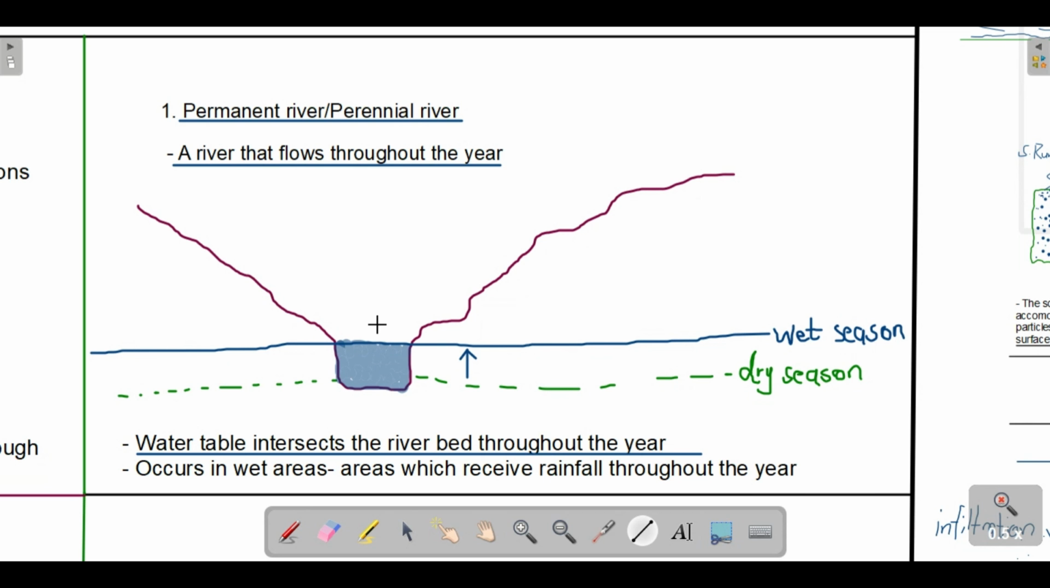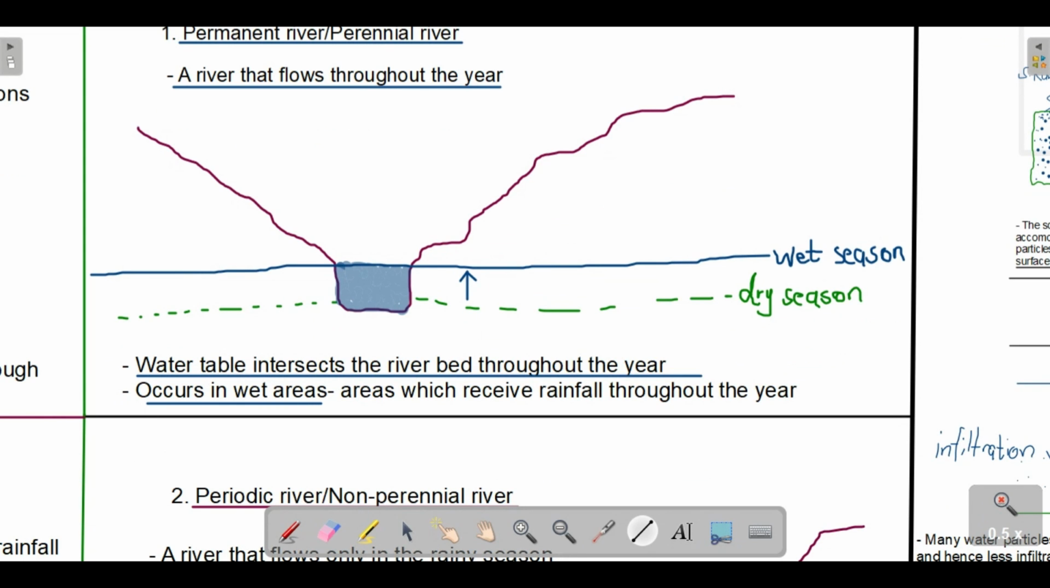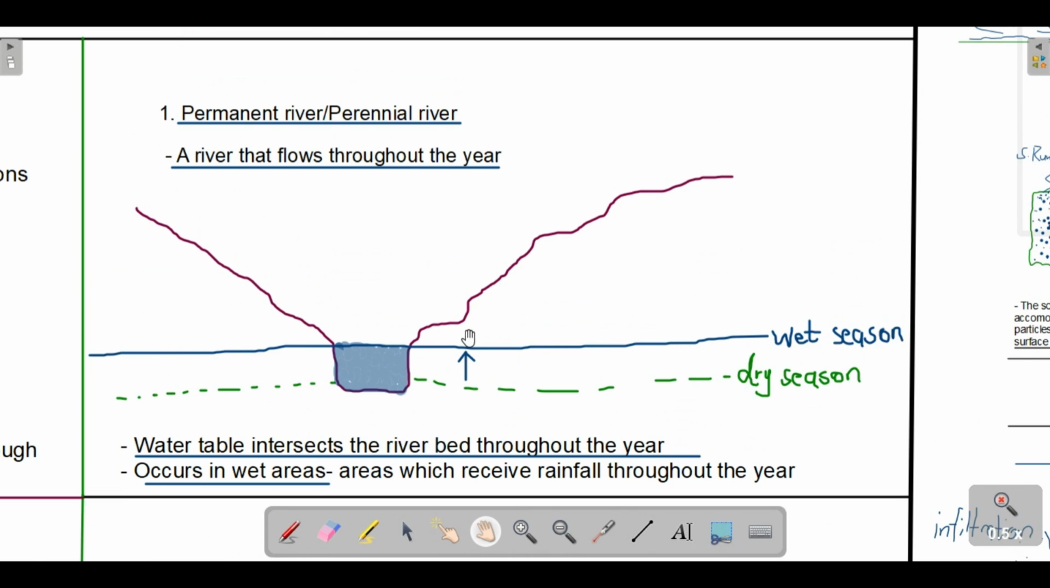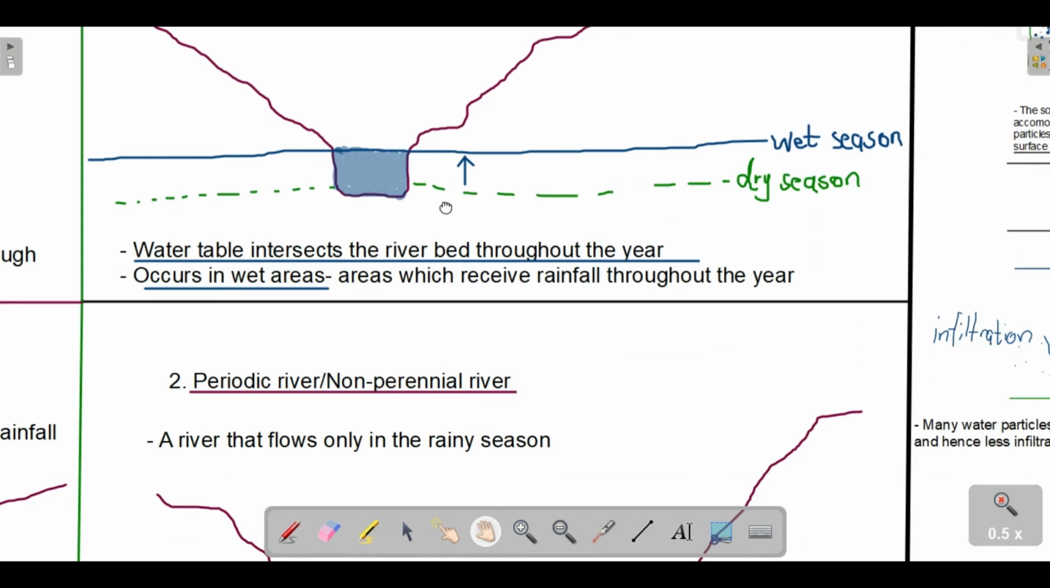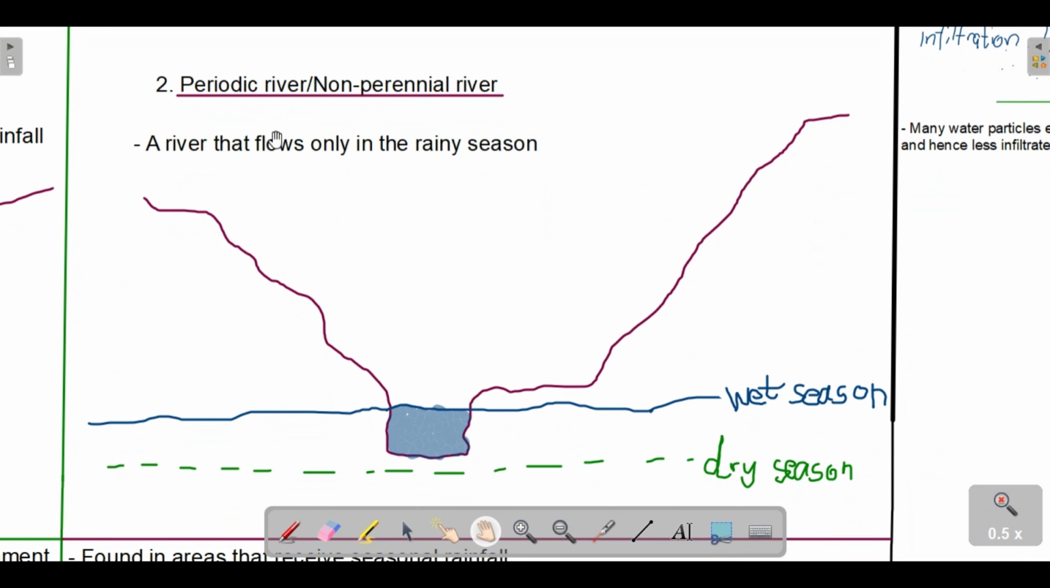And so this type of river, you'd find it in areas that experience rain throughout the year. In wet areas, areas that are going to receive a lot of rainfall during the wet season, that are still going to receive moderate to low rainfall during the dry season, and hence this river will always be filled no matter the season. And then the second type of river is the periodic river.